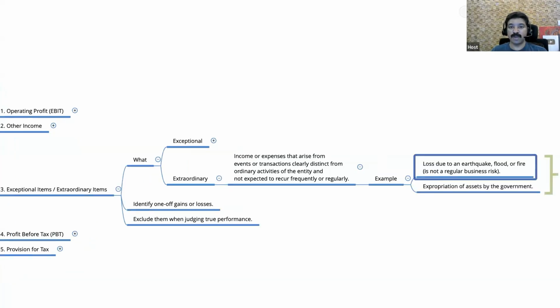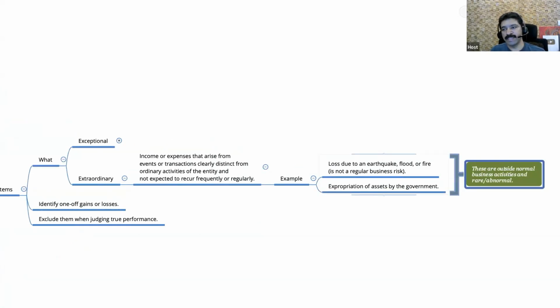Let's say, for example, there is a loss because of an earthquake. That's an extraordinary item. There is a loss because of flood or fire. This is not going to happen now and then or every time, so we call it extraordinary. Or let's say the government has taken over the assets. That is extraordinary. These are outside the normal business activities. They are rare, they are abnormal.